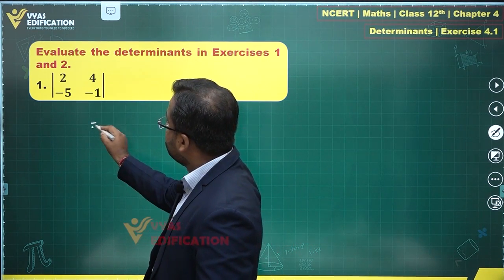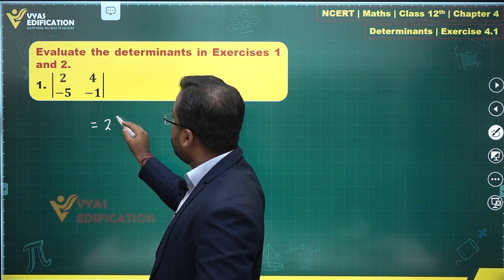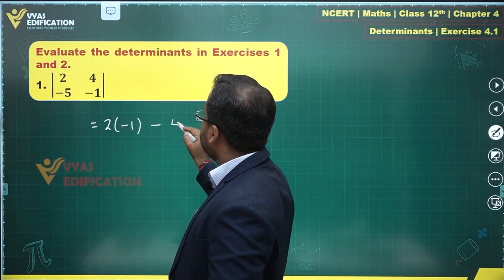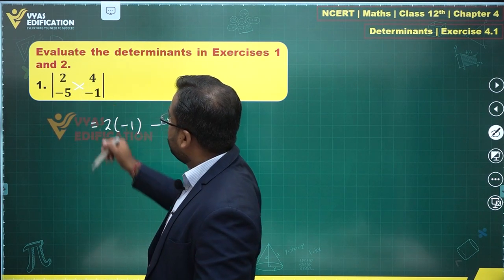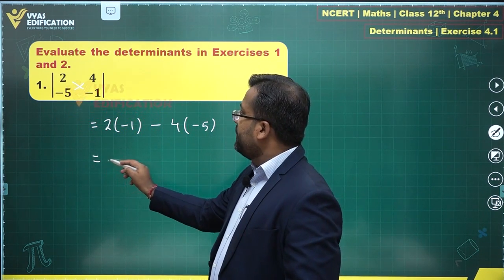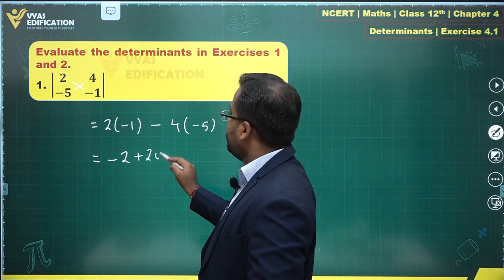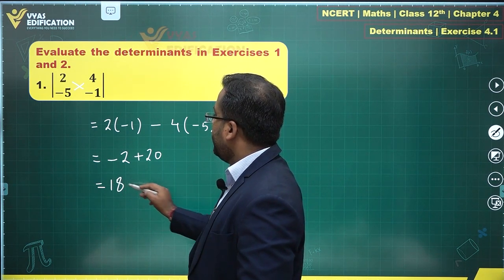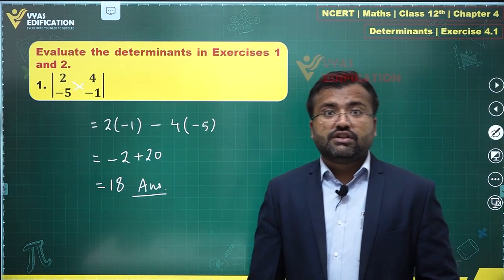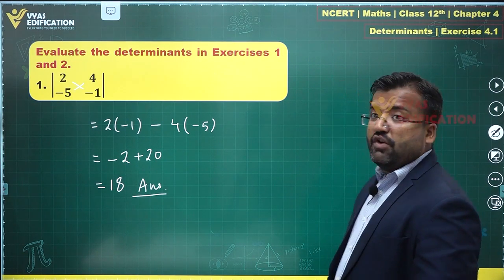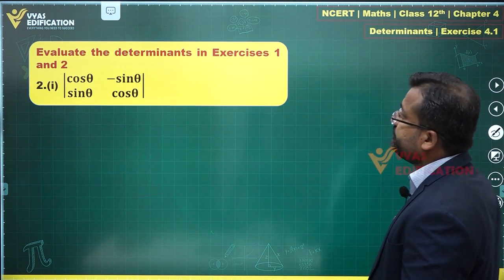So the value would be simply equal to, you cross multiply this, 2 times minus 1 minus 4 times minus 5. This is what you have. You multiply these two and then you multiply these two, subtract them. So you have a minus 2 and a plus 20. So this is equal to 18. This determinant, the value is equal to 18. That's your answer for this question over here. Let's move on to the next one after this.